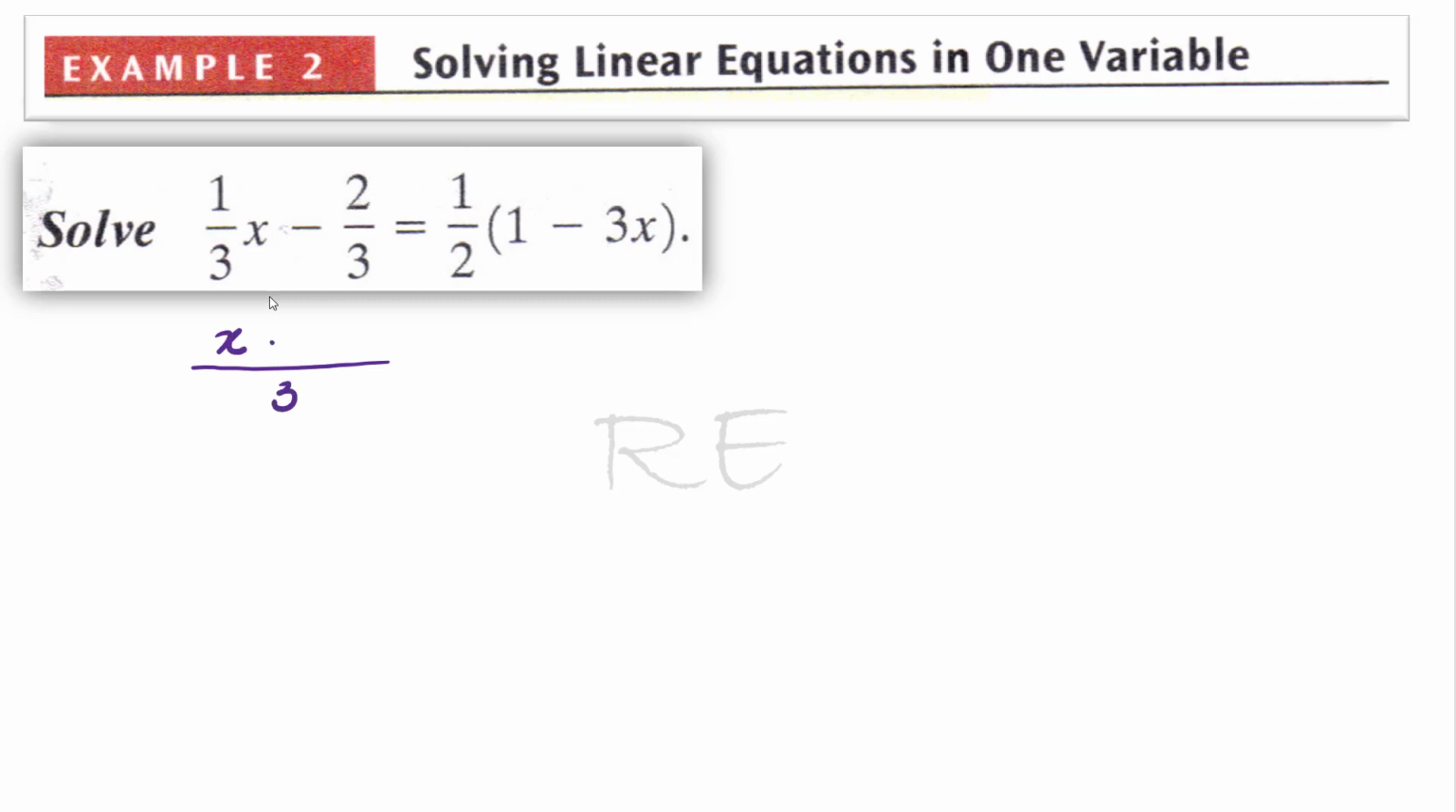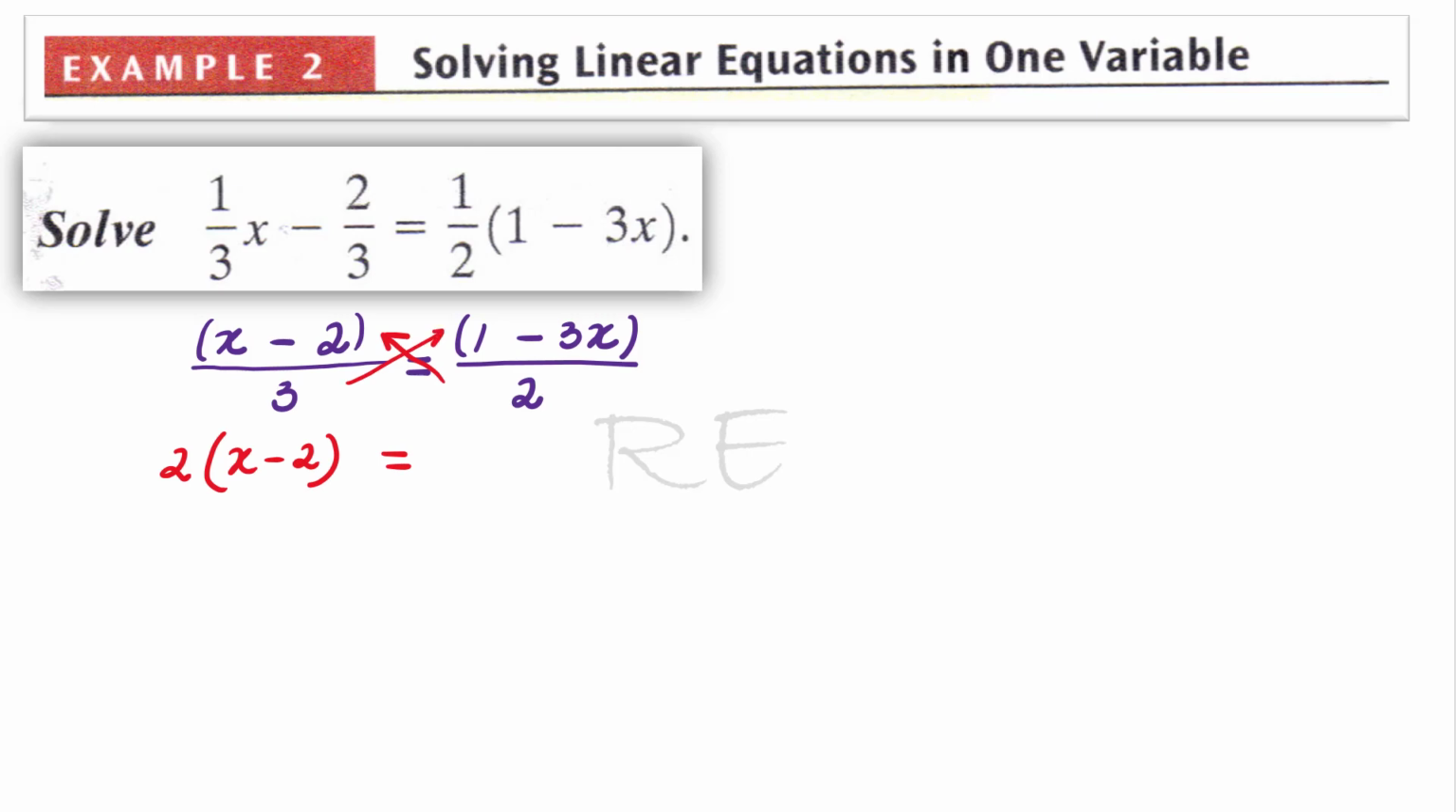Since the denominators are the same, we can just combine the first two terms. It's going to be x minus 2 over 3. And we can choose to rewrite 1 minus 3x times 1/2 as 1 minus 3x between parentheses over 2. Let's just cross multiply. So we get 2 times x minus 2 is equal to 3 times 1 minus 3x.